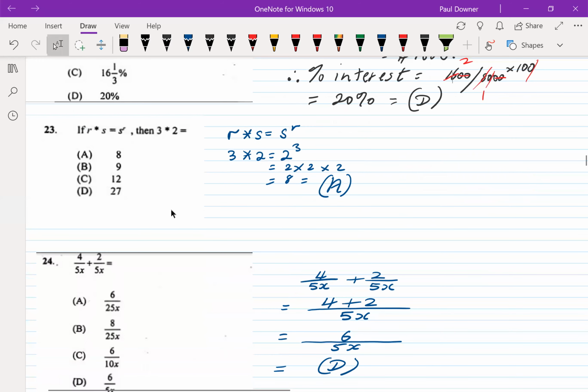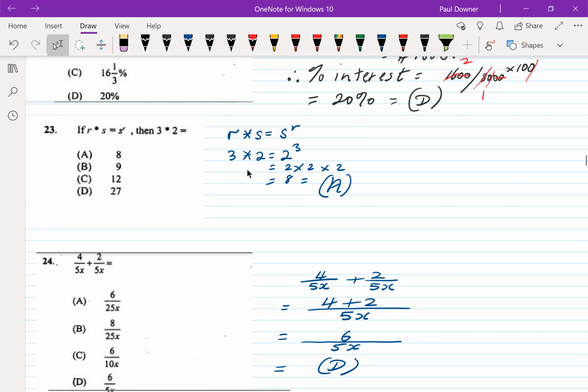All right, the next one is binary operations. So you have R star S equal to S to the power of R. Then what is 3 star 2? So you write back the original binary operation, which is R star S is equal to S to the power of R. Then you write back below that now what you want to find, 3 star 2. So how do we work out that?